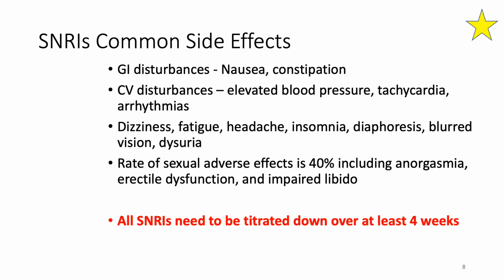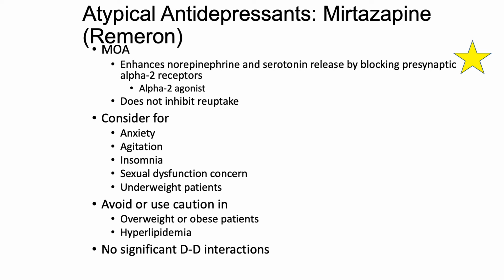Here's the slide from SNRIs. I don't ask a lot about this, but again, the sexual adverse effects is about 40%, and they need to be titrated down. You cannot stop these cold turkey. Look at the atypical antidepressants, especially mirtazapine, which is Remeron.